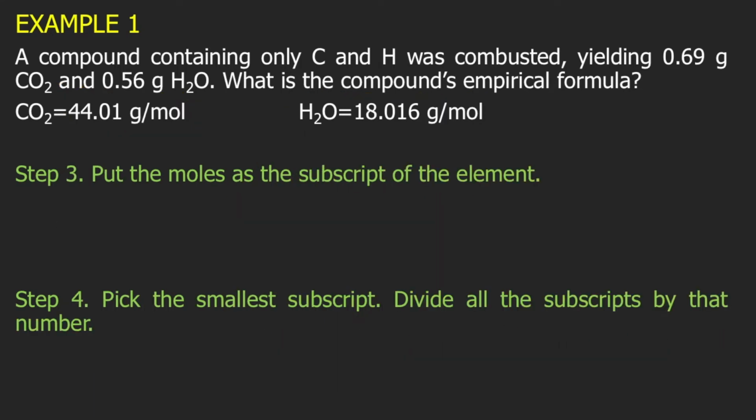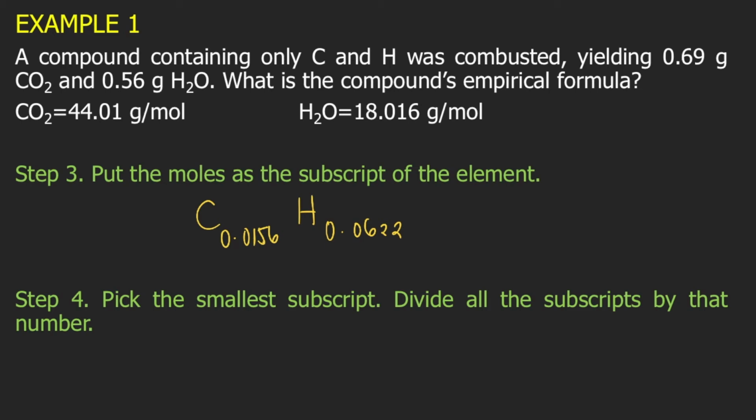Now let's proceed to step number 3. Put the moles as the subscript of the element. So we have carbon and hydrogen. So from step number 1, we did earlier, we got 0.0156 moles for carbon. So you put that as the subscript of carbon. And we got 0.0622 moles of hydrogen. So you put that as the subscript of hydrogen. So that's step number 3.